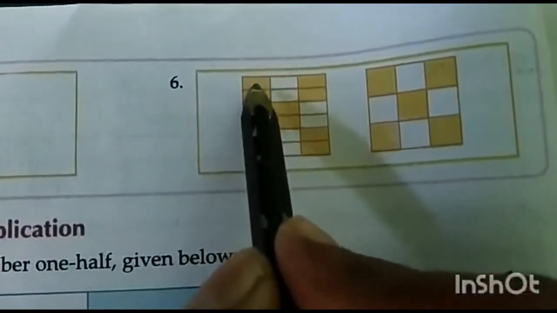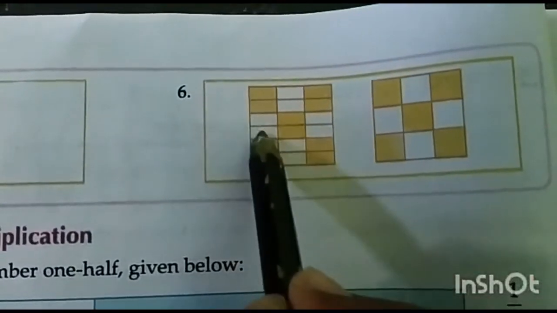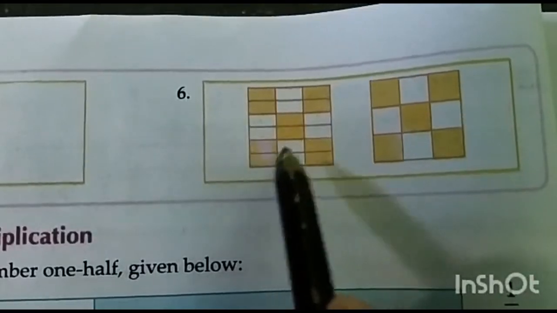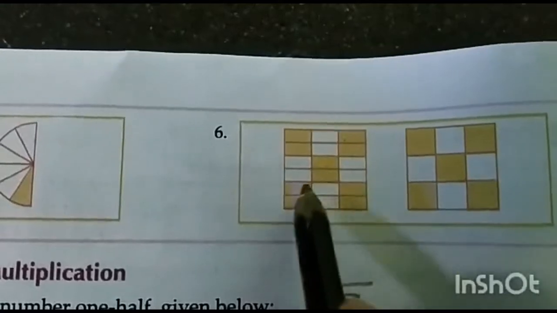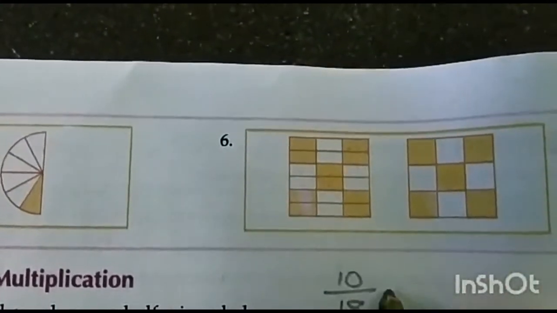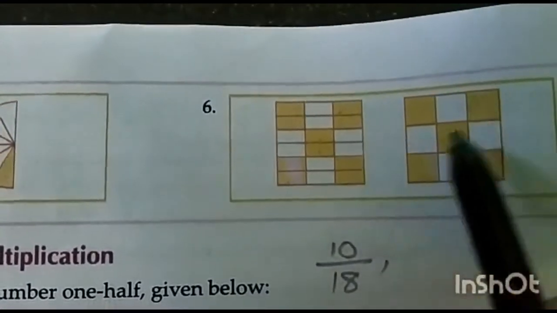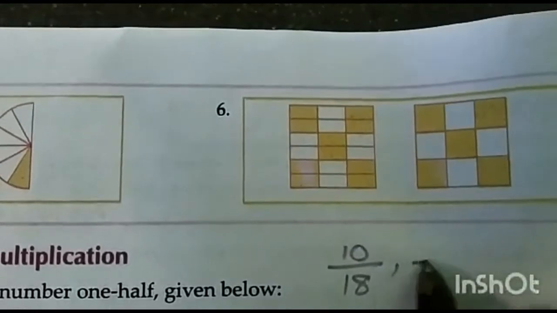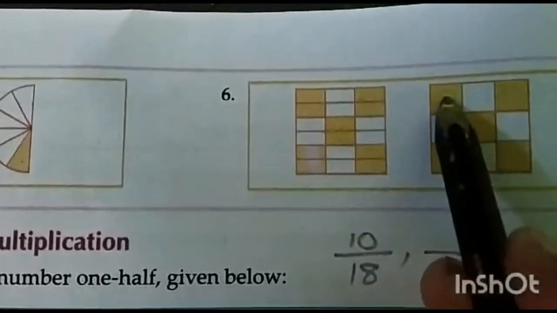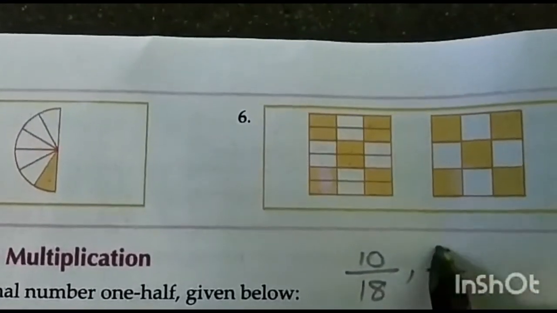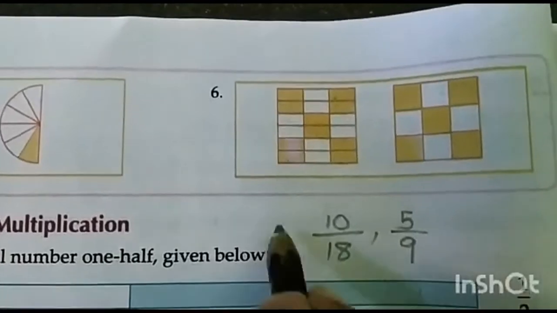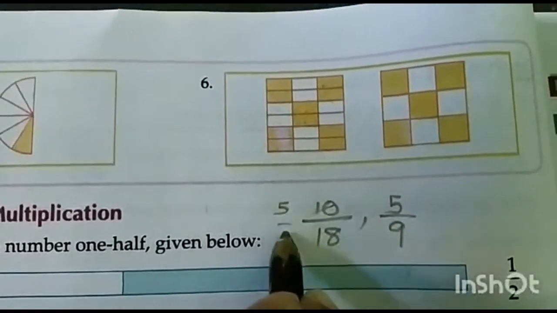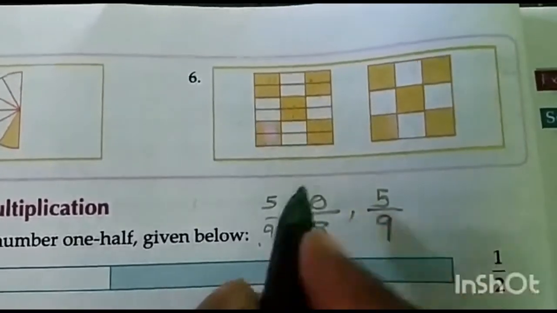Now let us see the last one, the sixth one. How many boxes are there? 1, 2, 3, 4, 5, 6, 7, 8, 9, 10, 11, 12, 13, 14, 15, 16, 17, 18. Out of 18, how many boxes are shaded? 1, 2, 3, 4, 5, 6, 7, 8, 9, 10. 10 are shaded. The next one has 1, 2, 3, 4, 5, 6, 7, 8, 9: only 9 boxes, and 5 boxes are shaded. If you cancel 10/18 by 2, 5 twos are 10 and 9 twos are 18, so it is 5/9. Both are equivalent fractions. So these all are equivalent fractions.